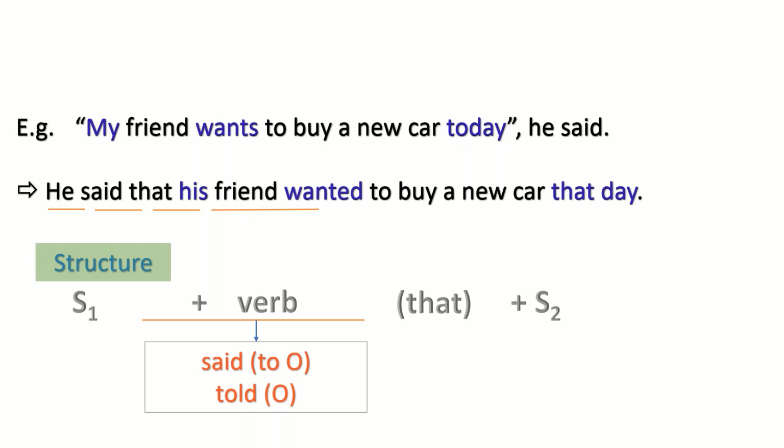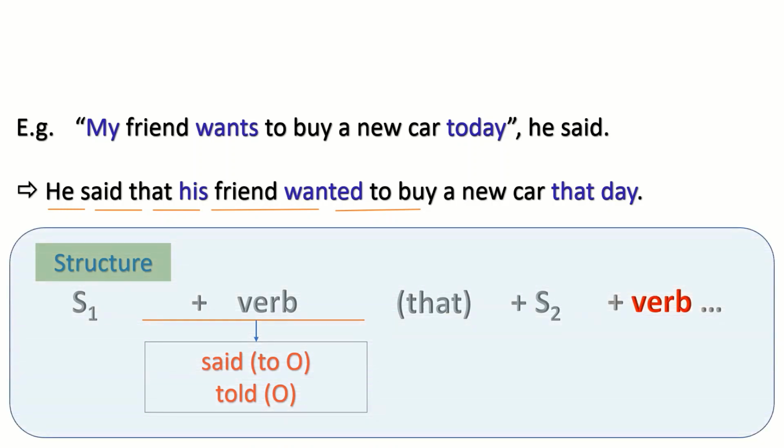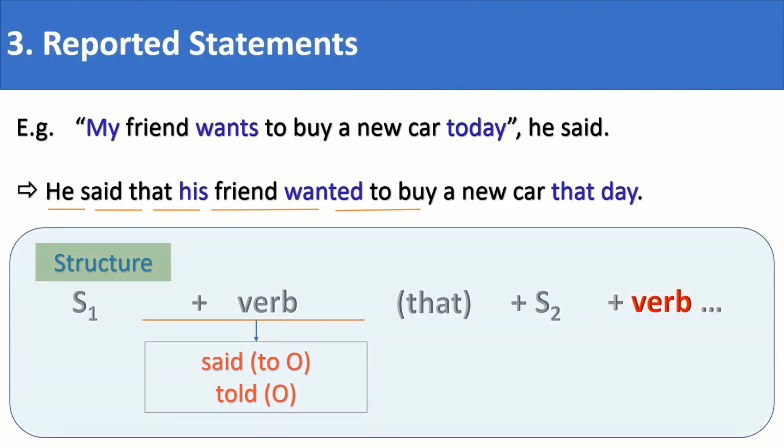And then "to" and the verb one tense backward. This is the form of reported statements. Is it clear for you? Please learn this structure by heart. To make sure that all of you have a good understanding of compound words, passive voice, and reported speech, let's do some practice here.